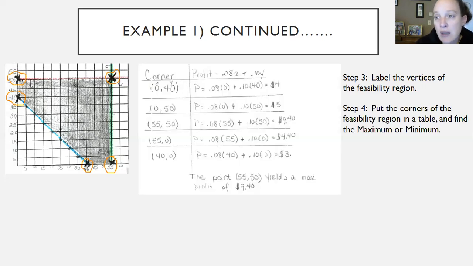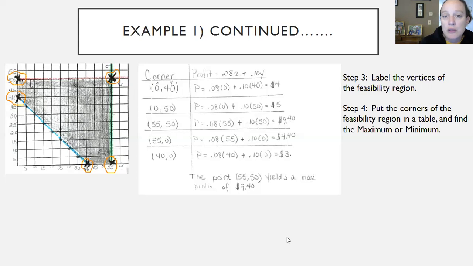So you can see I filled this table out for you. Stop the video and copy that and see what happened. It'll make a little more sense when we start putting meaning to it. I just wanted you guys to get the steps. So clearly you can see that the point (55, 50), whatever that means, will give us a maximum profit of $9.40.